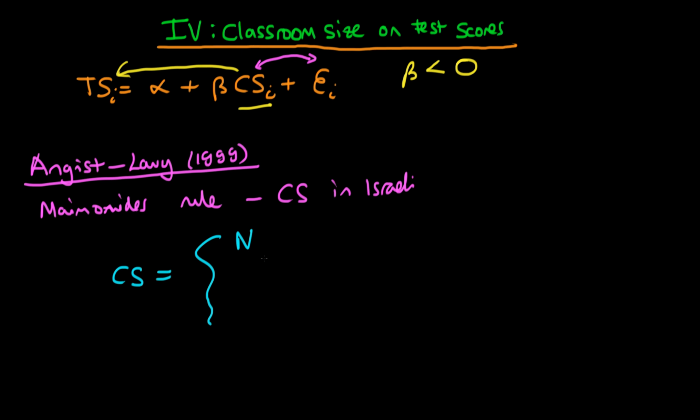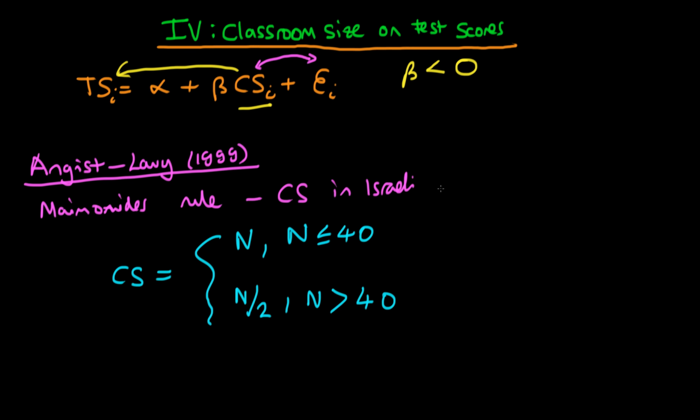The way in which it works is that the classroom size of a given class is equal to n, where n is the number of students enrolled in that grade, if n is less than or equal to 40 students. Whereas if n is greater than 40, then the classroom size is approximately n over 2.